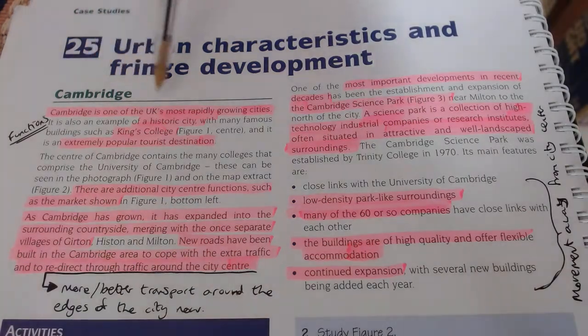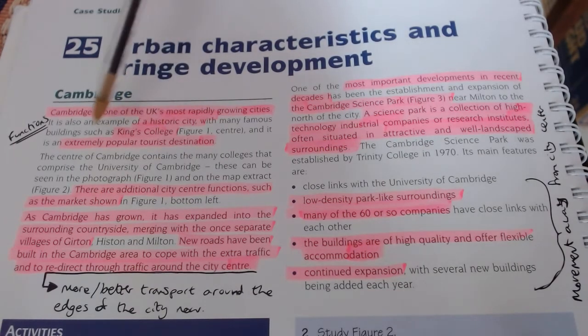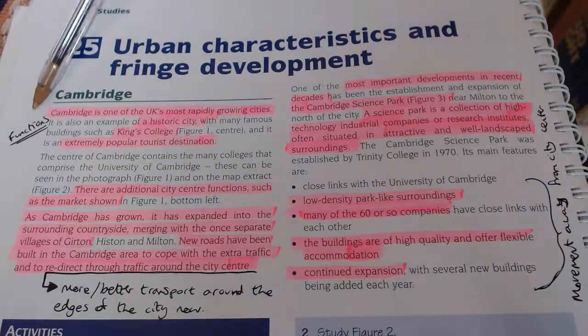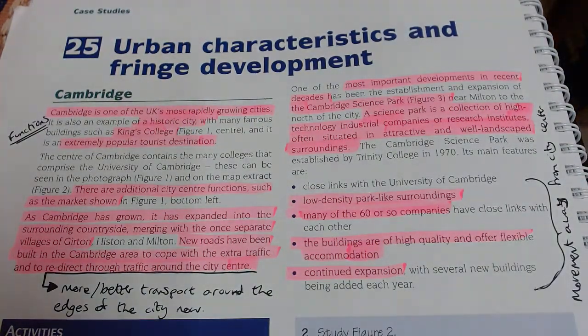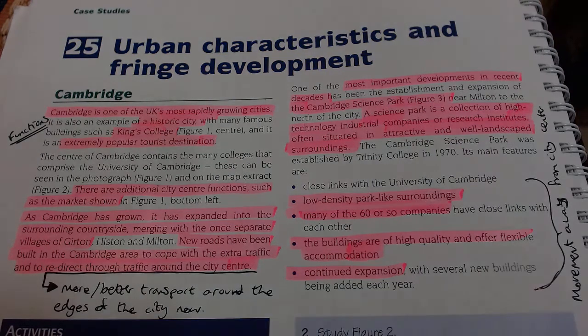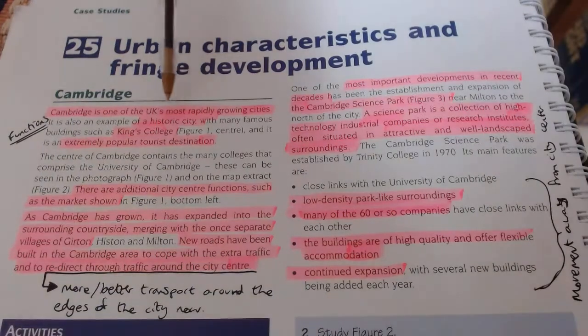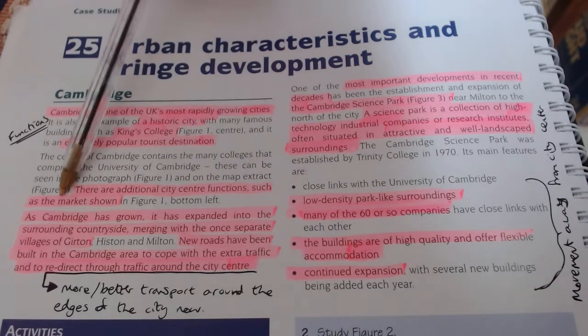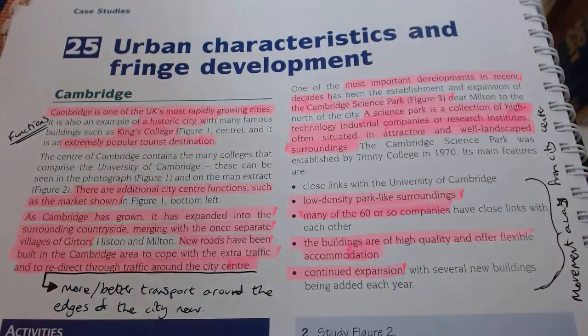Cambridge is one of the UK's most rapidly growing cities. It's a historic city, all about famous old colleges, and extremely popular with tourists now. So I've written functions over here. Its function has changed over time. It's now quite popular with tourists. A lot of people visit for its fine old, historic buildings. It's also a place of academia and education. There are additional city centre functions such as a market town as well, so it's a big market town.